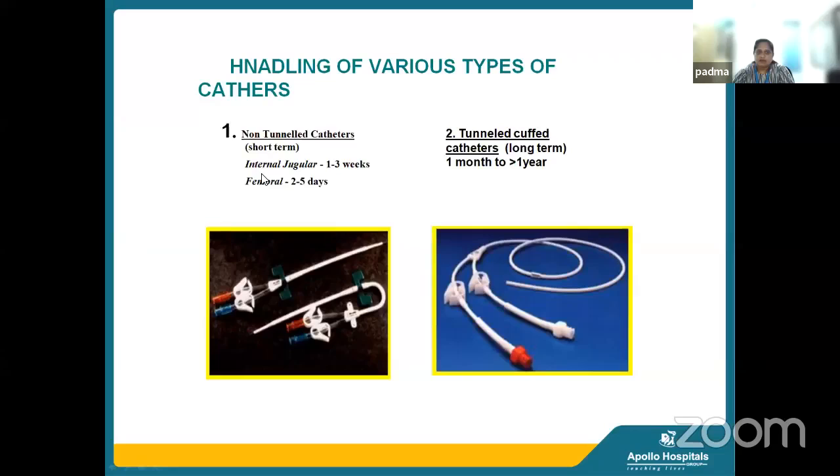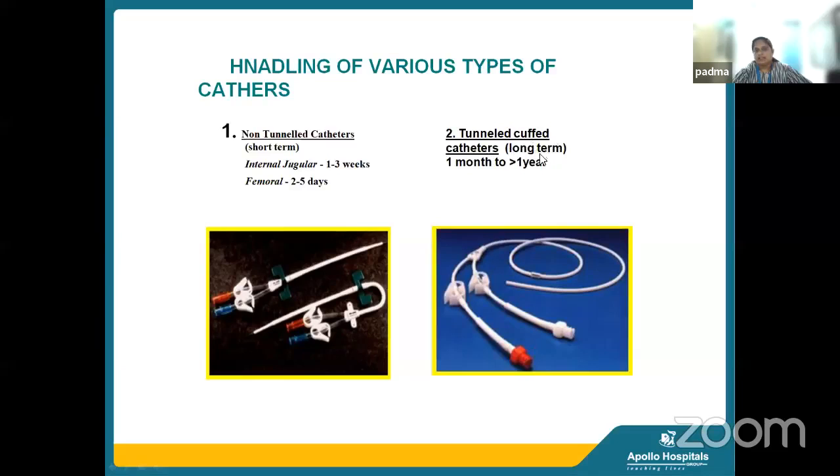So there are two types of catheter here. Non-tunnel catheters are short-term catheters which we use for temporary purposes. This is called a temporary catheter. We use it for the internal jugular, and it lasts for 1 to 3 weeks. Femoral catheters, basically we keep only 2 to 5 days.